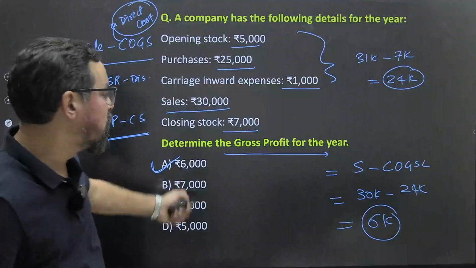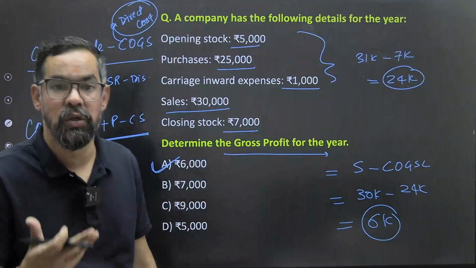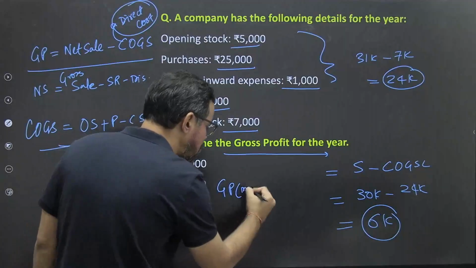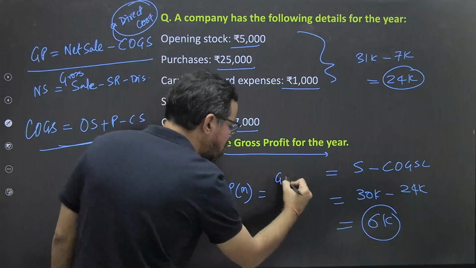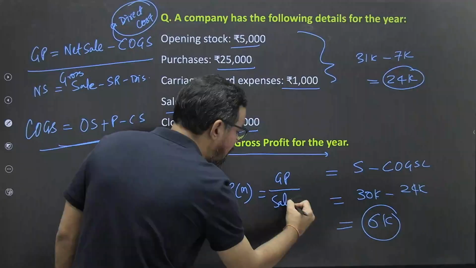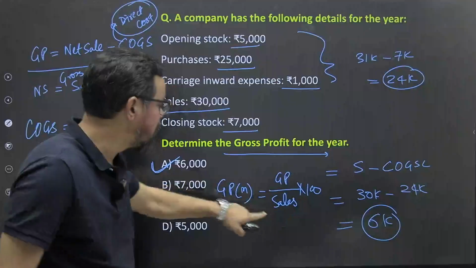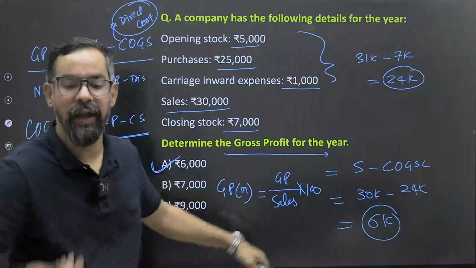Now they can ask you to calculate the gross profit margin also. How do we calculate gross profit margin? Gross profit margin or ratio is equal to gross profit divided by sales into 100. This is your gross profit margin. So 6,000 divided by 30,000 into 100. That will be your outcome.